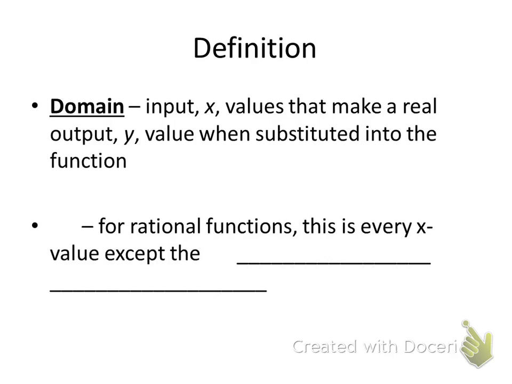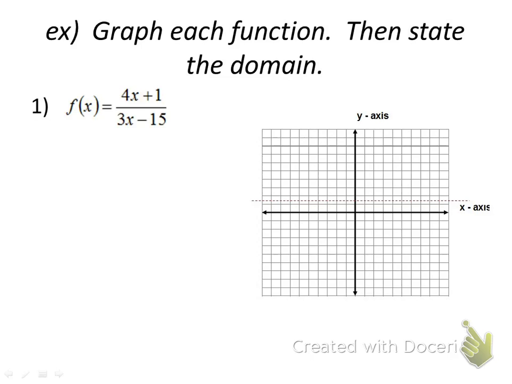So let's talk about this definition. Domain is any input or x value that makes a real output, y value, when substituted into the function. So for these rational functions, this is every x value except the number of the vertical asymptote. What we're going to do is graph each function and then state the domain. So you've got this first function. Let's go through the pieces that create a rational function without making an XY t-chart.